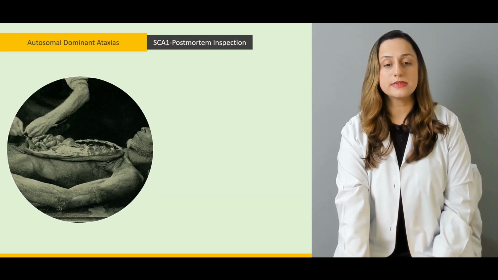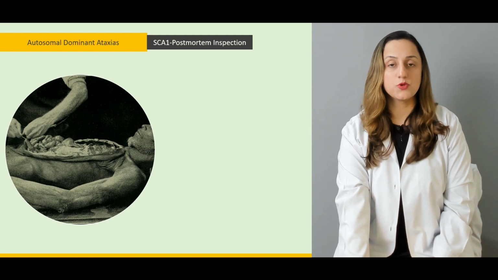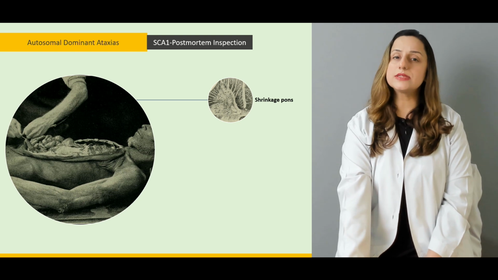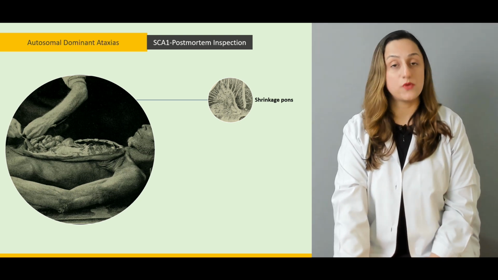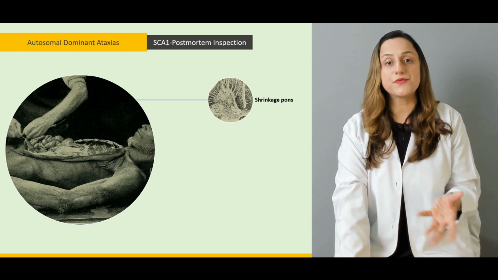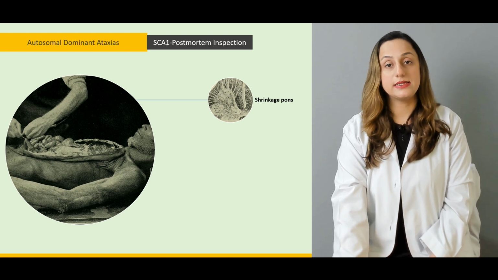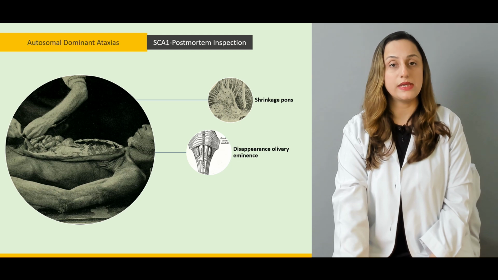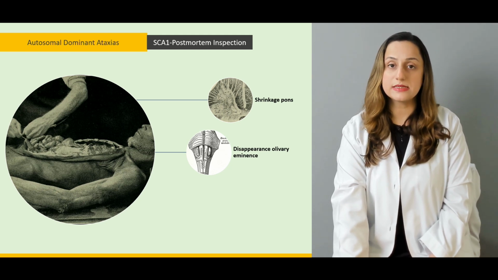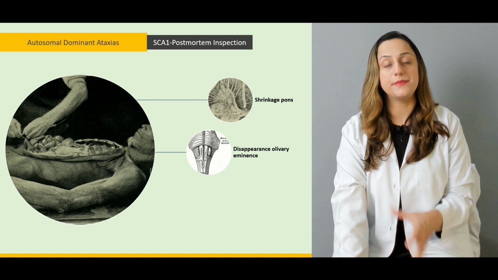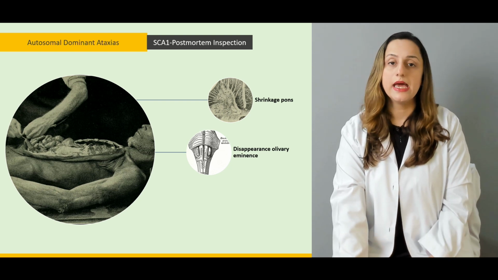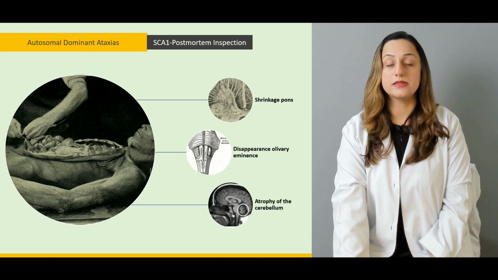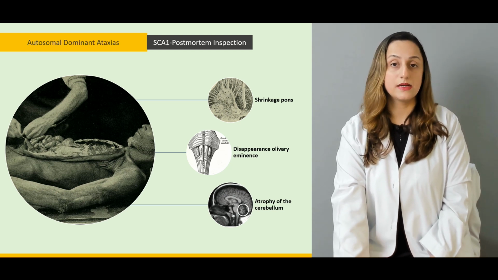When we conduct the postmortems in detail, on inspection, we are going to find that there is shrinkage of the pons. As I've already mentioned, there is a degenerative process going on in these inherited cases, which is coupled with the disappearance of the olivary eminence. As all of these structures are diminishing and degenerating, it is obviously going to be associated with atrophy of the cerebellum in a complete view.